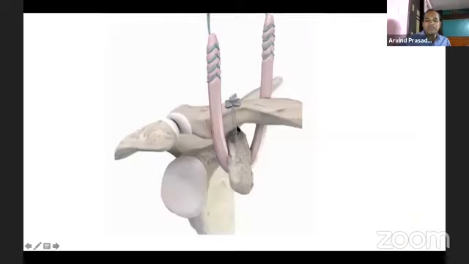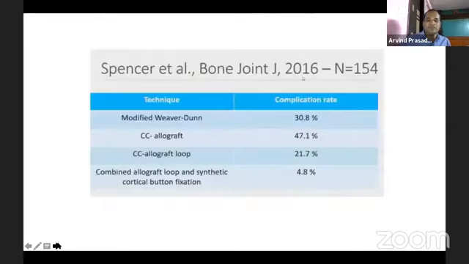Another method that takes care of this vertical displacement is the tightrope along with the loop around the clavicle. In 2016, Spencer checked the complications associated with the technique in chronic AC joint injuries. Those with the modified technique had a complication rate of 30%, and those with the synthetic button along with the loop, it was the yellow graph, using autograft, the complication rate is 5%.